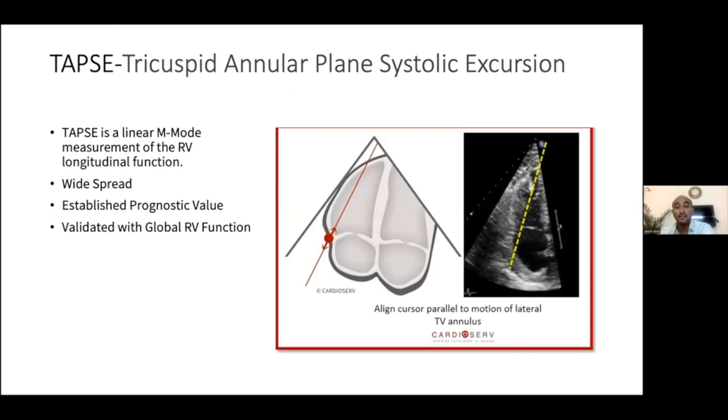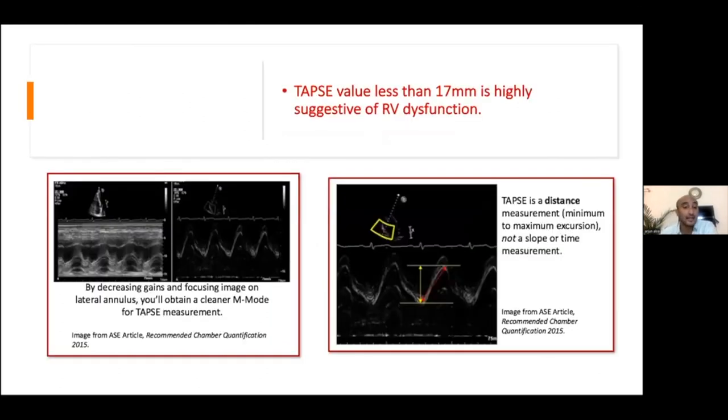So what you do is you get a four chamber view and make sure you focus on the two chambers, the RV and the RA. You put an M mode and align the cursor parallel to the lateral tricuspid valve annulus. Okay, and press the M mode, and you get the positive waves. The difference in distance between the minimum and the maximum excursion is measured. A value of less than 17 is usually suggestive of RV dysfunction. So TAPSE is something which we normally monitor from the hemodynamic perspective.